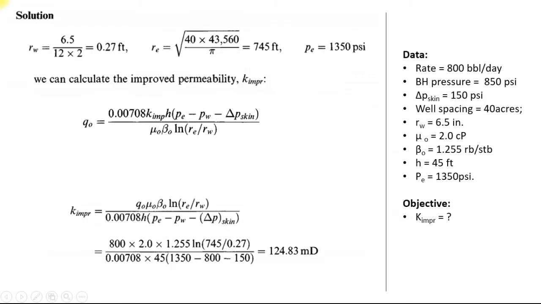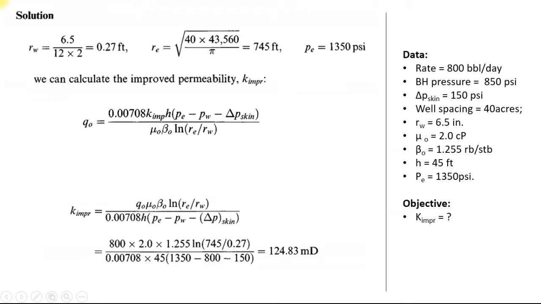First, we are given the well radius in inches. Yes, it is 6.5 inches. We need to convert this into feet, so we simply divide by 12 and multiply by 2. We get the radius of the well in feet, which is 0.27 feet.